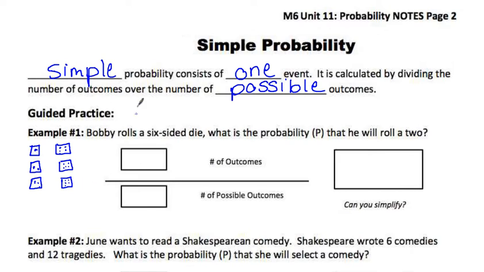And it says Robbie rolls a 6-sided die. What is the probability he will roll a 2? So I want the probability of a 2. So the outcome that I want is a 2. So how many outcomes are a 2? Well, only one outcome is a 2, but there are 6 possible outcomes. So our answer is 1/6 in this case. 1/6 probability of rolling a 2.